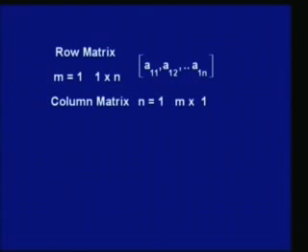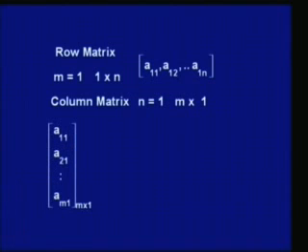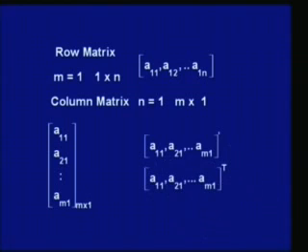The column matrix has 1 column only. So, N is equal to 1. The order of the matrix is M by 1, and this is how a column matrix will look like: A11, A21, AM1, and we say it is of order M by 1. To save space, some authors represent the column matrix as this. Here we have dash, or sometimes we denote it by T. Later on we will see more about this.